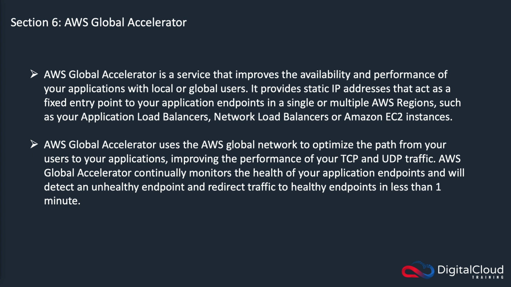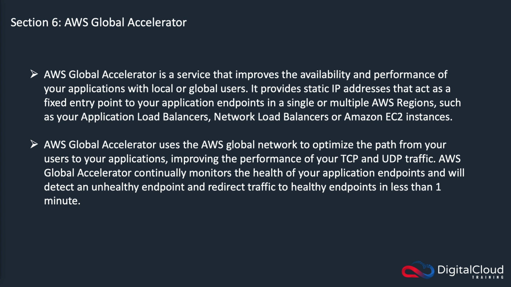So AWS Global Accelerator is a service that improves the availability and performance of your applications with local or global users. It provides static IP addresses that act as a fixed entry point to your applications in single or multiple AWS regions, such as ALBs, NLBs, and EC2 instances. So that means you get static IP addresses, which are fixed IP addresses that you can use to direct users to applications in multiple regions. And we'll see what this means in the diagram shortly as well. So I've got a diagram and we're also going to do a hands-on.